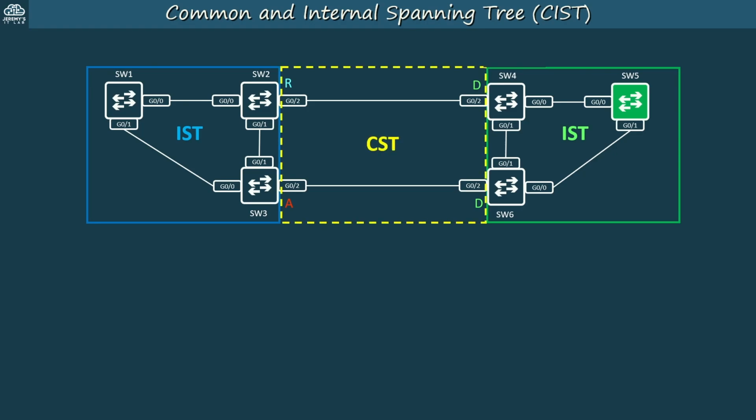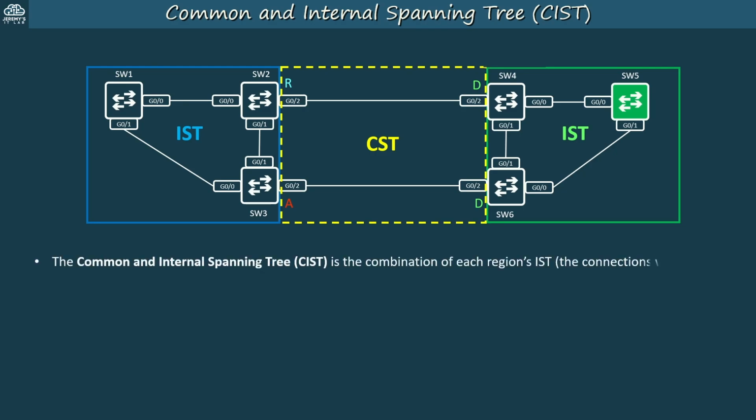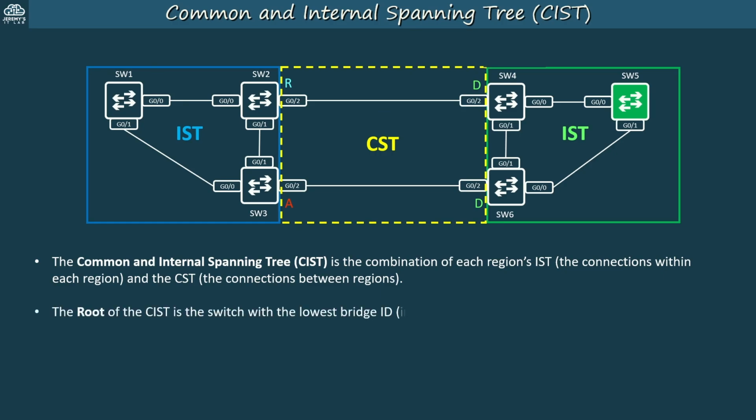Between them, we have the CST, which we just covered. The combination of the CST and the ISTs is called the CIST. The common and internal spanning tree, CIST, is the combination of each region's IST, the connections within each region, and the CST, the connections between regions.